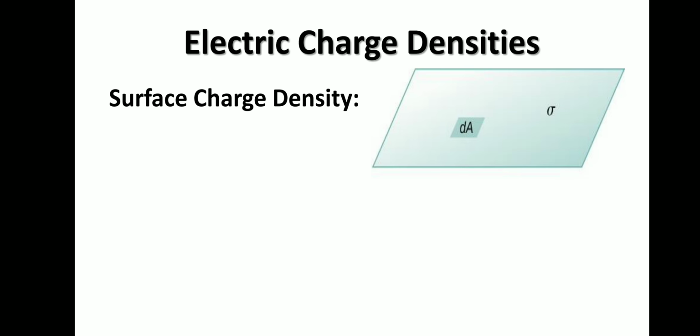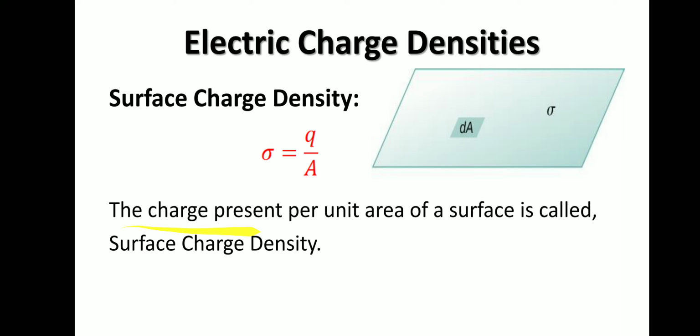So let's see. Let us consider a surface area A on which the charge Q is uniformly distributed. So the surface charge density will be given as sigma is equal to Q upon A. So we will define this like the charge present per unit area of a surface is called surface charge density.